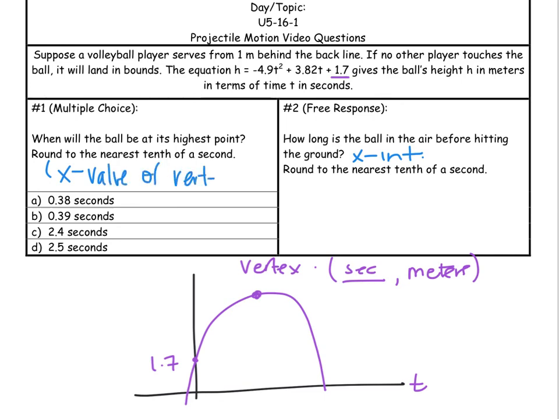Again, use your calculator function for that. And for number 2, you're looking for the positive x-intercept. Please round all of your answers to the nearest tenth of a second and put your answers in the Google form. And again, if you have questions, please put those in the Google form as well.